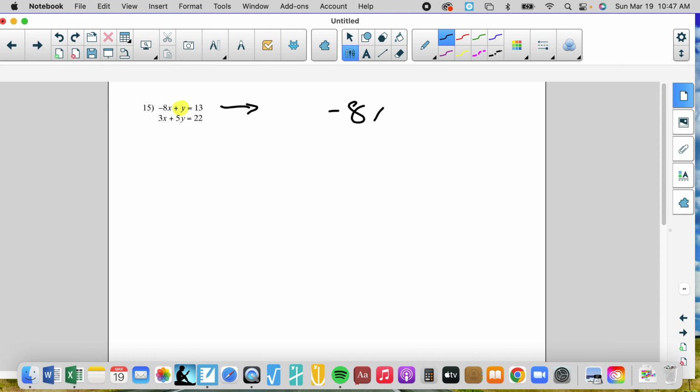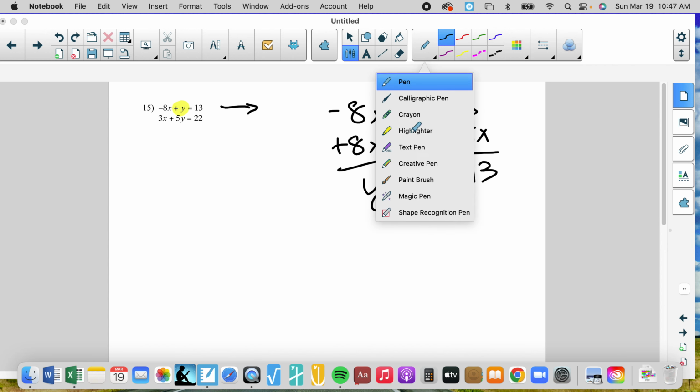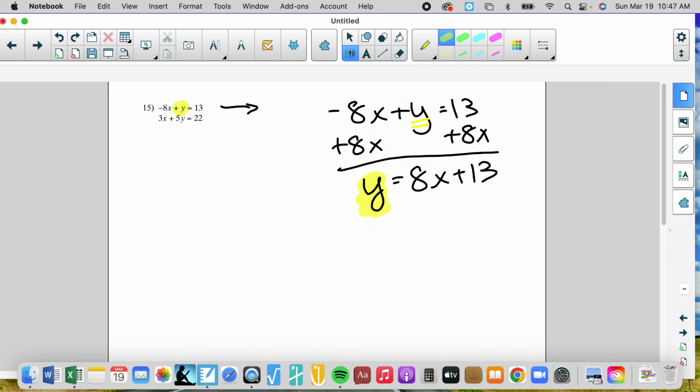We have negative 8x plus y equals 13. I want to isolate for y, so I've got to get rid of this negative 8x by adding 8x. And that gives me y equals 8x plus 13. Now I'm going to take this y value, which is equivalent to 8x plus 13, and I'm going to plug it in for this y.